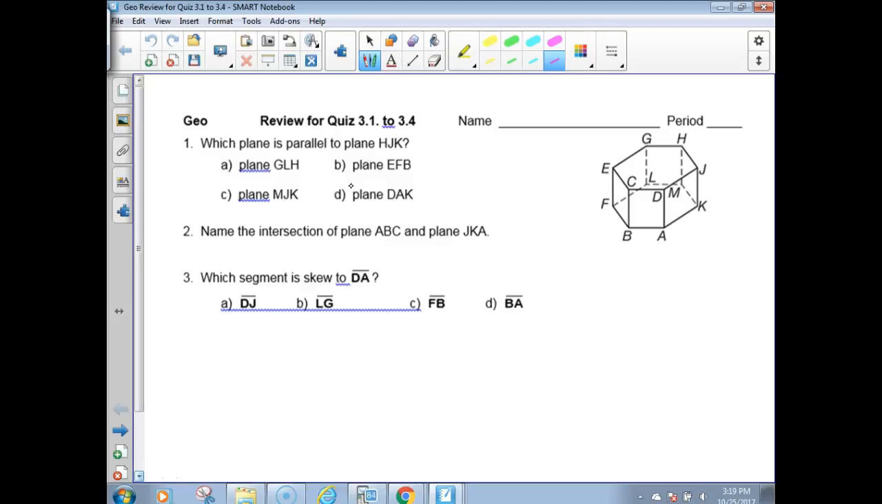This kind of question is still going to be coming up. What plane is parallel to plane HJK? I've had some students have trouble with this. This was actually the picture that was on the last quiz. This is HJK, that's that plane. What plane would be going the same direction as that one? Like, because this one's connected, it wouldn't be there or there. And then over here, it's not flush with it.